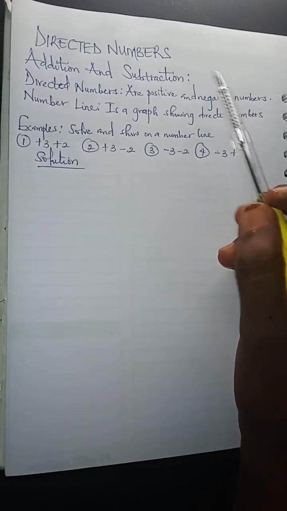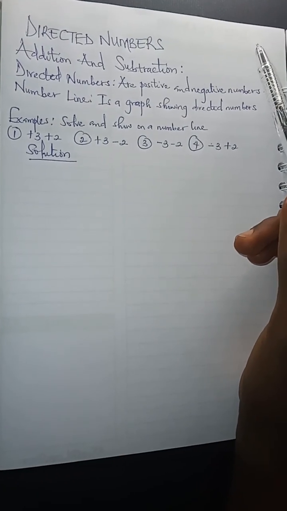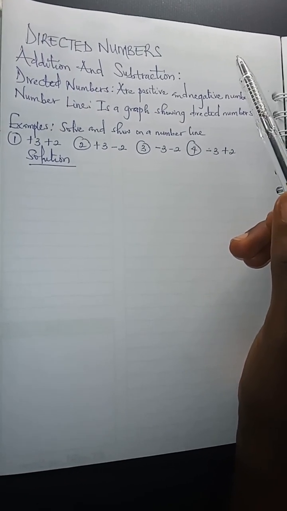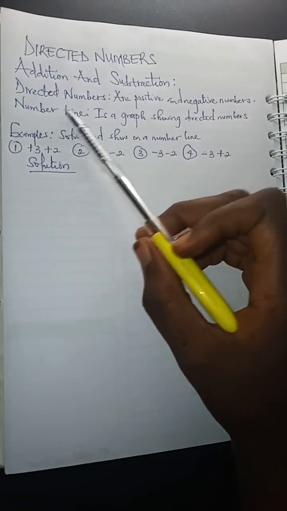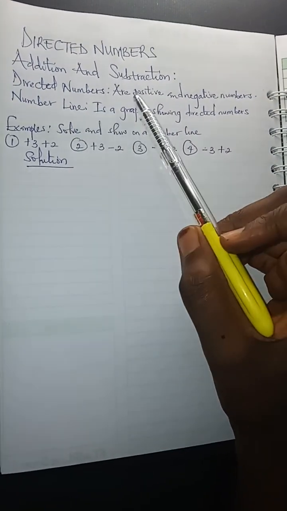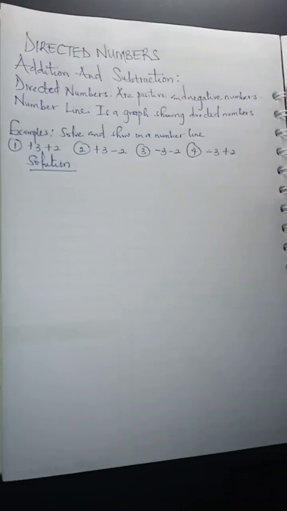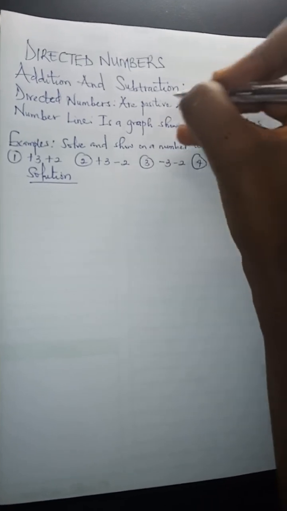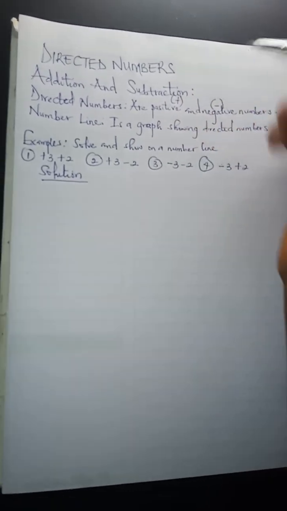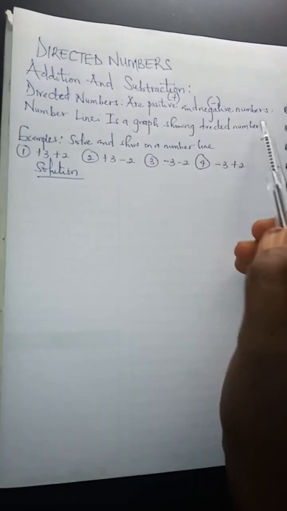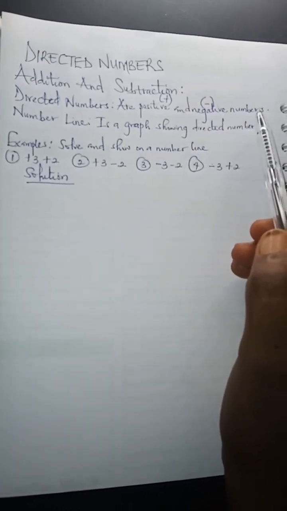Today we shall be looking at directed numbers. Under directed numbers, we shall be solving addition and subtraction of directed numbers. As we can see here, directed numbers are positive and negative numbers. When we say positive, it means plus, while negative means minus. So both positive and negative numbers are known as directed numbers.